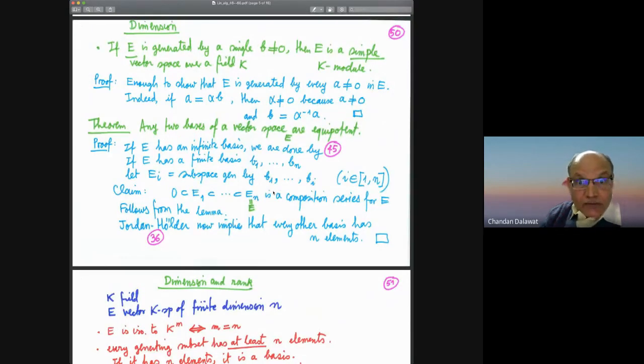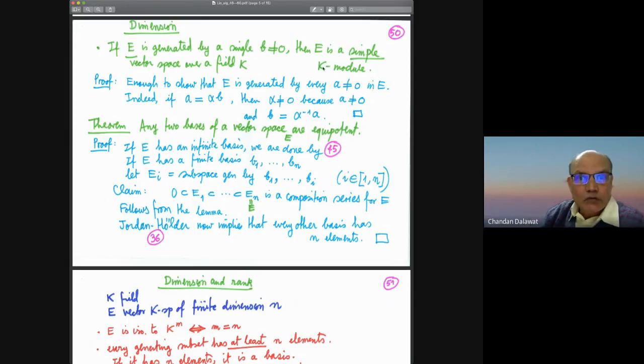Okay. So we come to the notion of the dimension of a vector space. First, we need a small lemma. So if I have a vector space which is generated by a single element B, a non-zero vector, then it is a simple K-module. What is a simple K-module? Recall that it is a module which is not zero, but the only submodules are the zero submodule and the whole module.